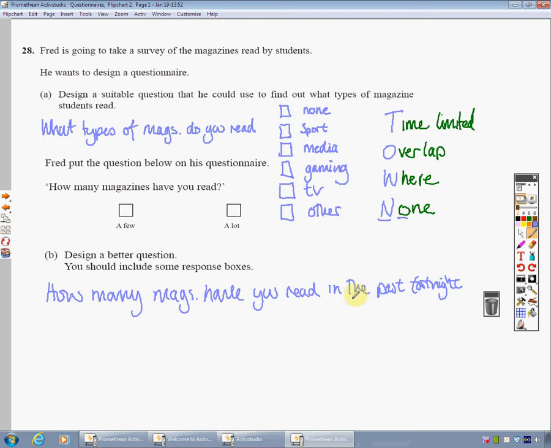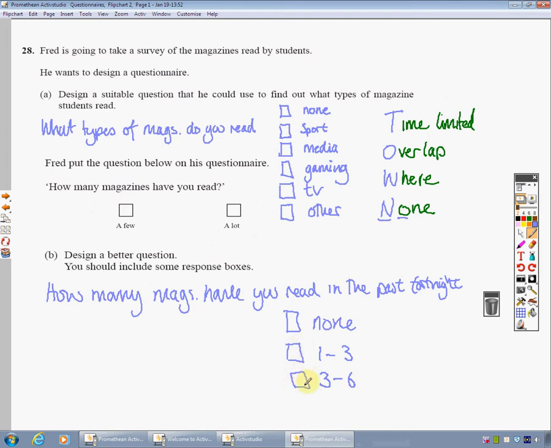I've now got to include some response boxes. Well, I mustn't forget, of course, the none. There it is in TOWN. I mustn't forget not to overlap my boxes. So none, 1 to 3. My next box, now I may be tempted to write 3 to 6. The problem with that, of course, is that the boxes overlap. If someone did say to you 3, would you tick this box or that box? That would be a very poor question. So I just need to undo that.